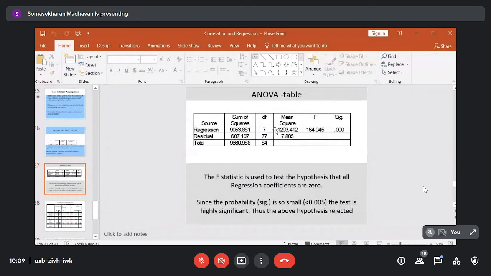And this is the post-test model. After constructing the model, this is the ANOVA table, analysis of variance. There the F value is 164.046 and P value is less than 0.01. So we can say that the model is significant at 1% level of significance.